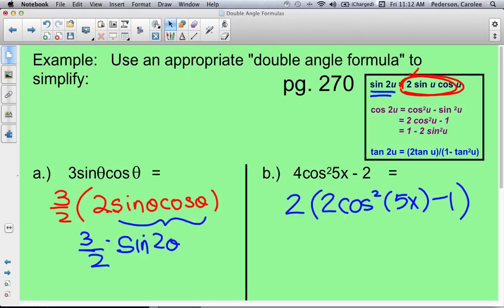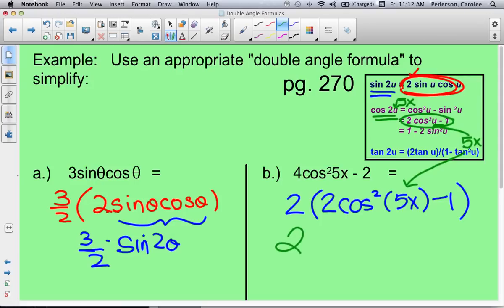Now this formula that I'm going to use is right here: 2 times cosine squared of u minus 1. Notice that my u is going to be 5x. So I'm going to replace this with the cosine of 2u. Now remember, u is 5x.